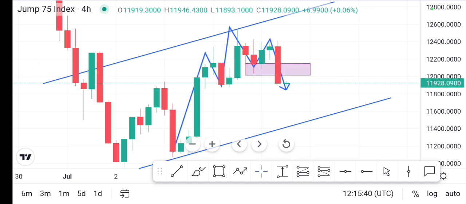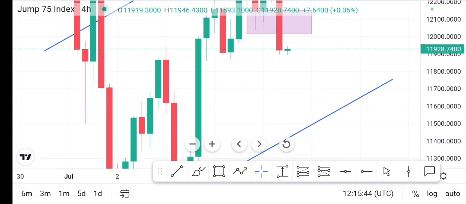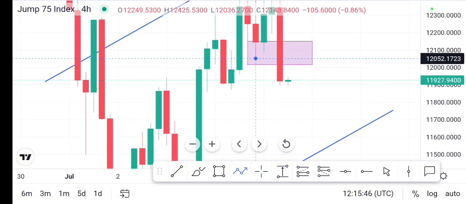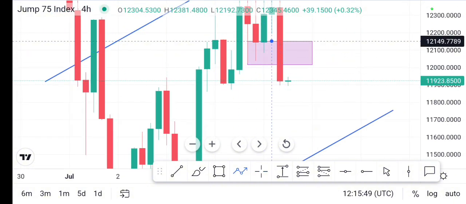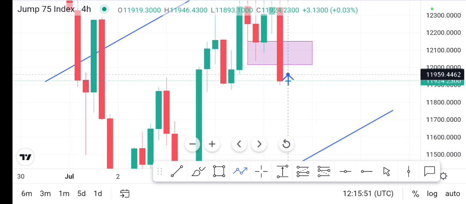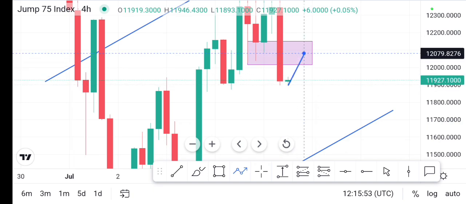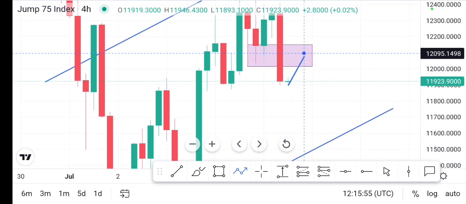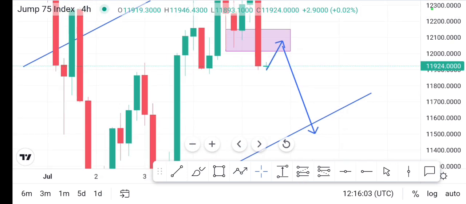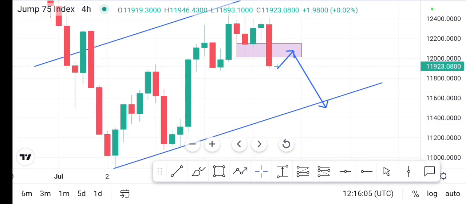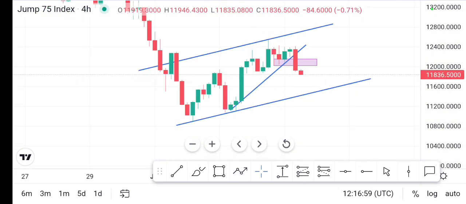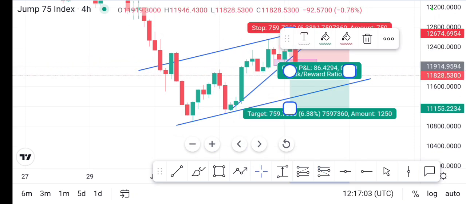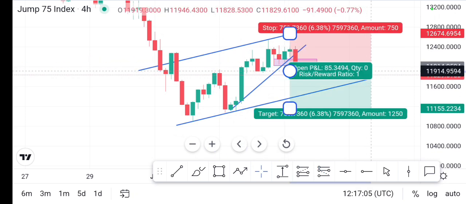If this structure is broken, what we have to do is wait for the market to come back and make a retest. Are you getting the point? Because this has broken right now. We have to wait for the market to come and make a retest around this area, so that we can continue taking the market down. If we can enter around this area, our target should be this trend line. This was supposed to be your entry. You can enter around here, then the stop loss above, and then you target 1 to 2.